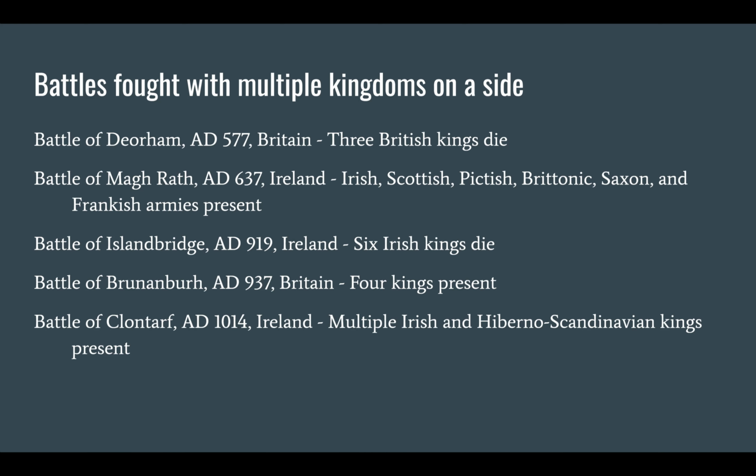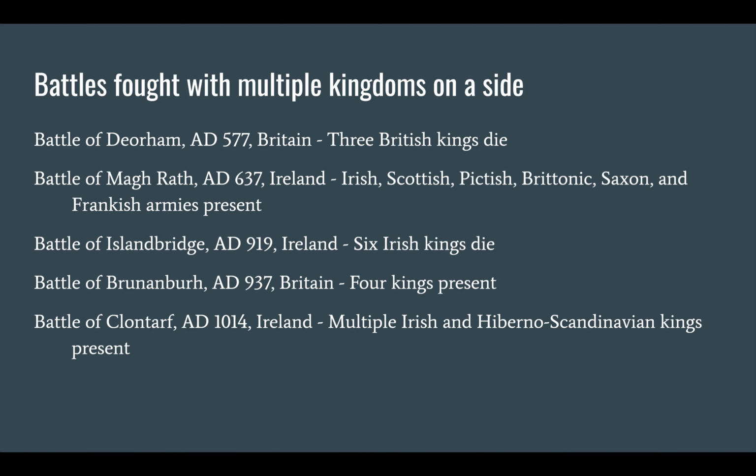And this continues well into the end period of the early Middle Ages. So, for instance, again in Ireland, at the Battle of Island Bridge in AD 919, we're told that 6 Irish kings died in the fighting. So again, a series of different kingdoms, each with their own armies of hundreds of men, taking place in this battle. The Battle of Brunanburh in AD 937, which is fought in England.